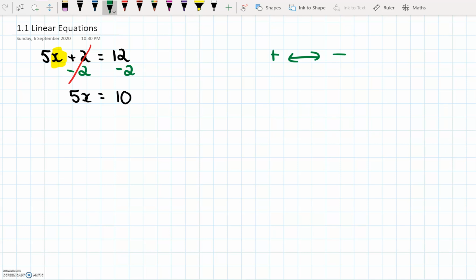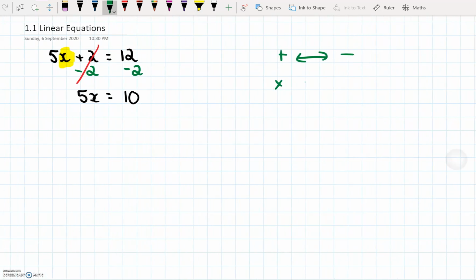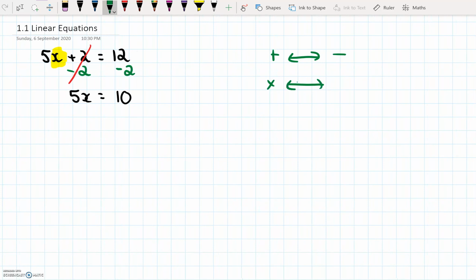Okay, your next step, we know we have 5 times x. The opposite of times is divide. Okay, and remember, you're in high school now, we don't write the divide symbol anymore, so we show dividing by 5 on both sides like this, by writing it over 5. Okay, from this now, the 5s can be cancelled out. You're left with x is equal to 10 divided by 5, which is equal to 2.